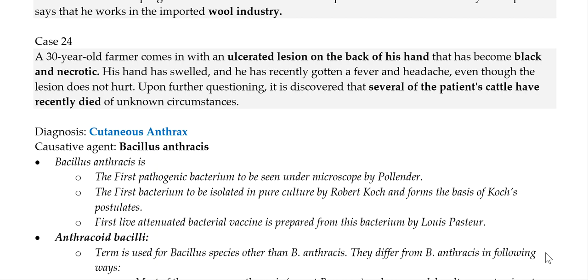Bacillus anthracis is the first pathogenic bacterium to be seen under the microscope by Pollender. It is also the first bacterium to be isolated in pure culture by Robert Koch and forms the basis of Koch's postulates. The first live attenuated bacterial vaccine was also prepared from this bacterium by Louis Pasteur. So it is first in everything, right?